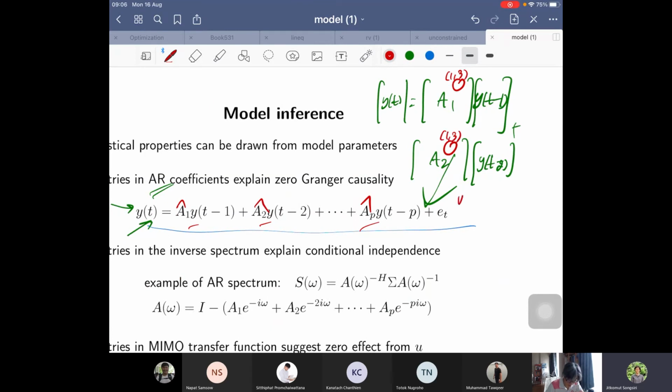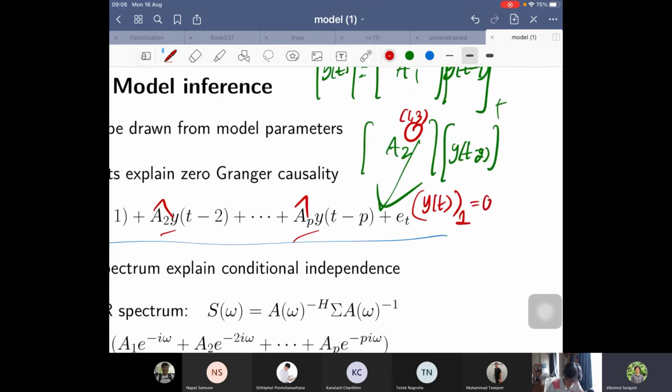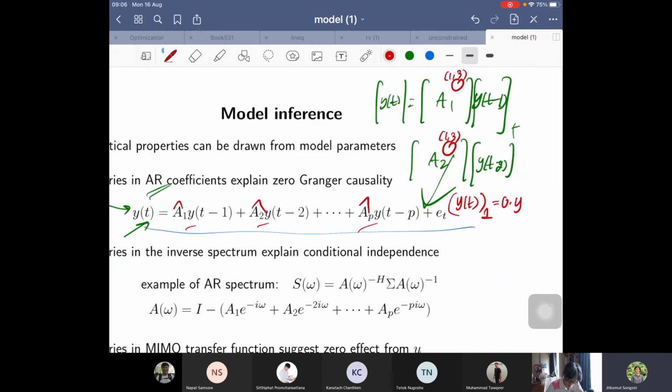It means that your YT element 1 is 0 times YT minus 1 element 3 plus 0 times YT minus 2 element 3. In this case, it illustrates that the variable, the component 3, has 0 effect on the variable 1. This is the concept of Granger causality in time series analysis.